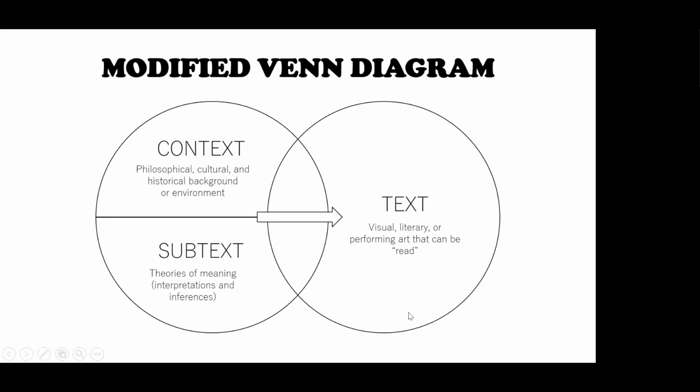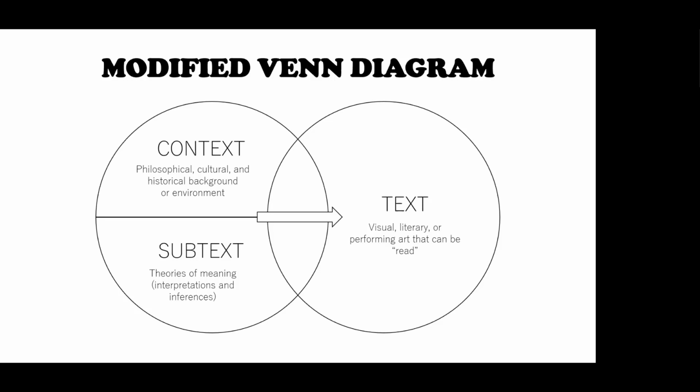And for our purposes in the humanities, the visual arts and the performing arts are text, just like the literary arts, right? So visual arts, painting, sculpture, architecture, the performing arts, music and theater and film, they can all be read just like poetry and narrative and story. What we're looking for when we're reading these things is context and subtext, right?